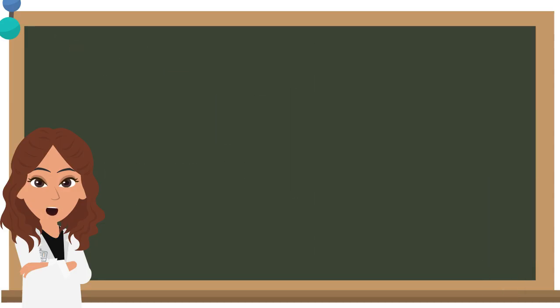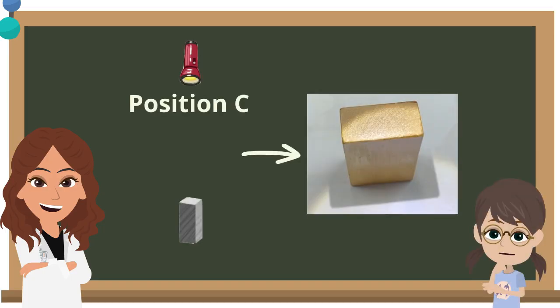Yes! Where is the torch when the length of the shadow is the shortest? Pause and discuss. Position C formed the shortest shadow.